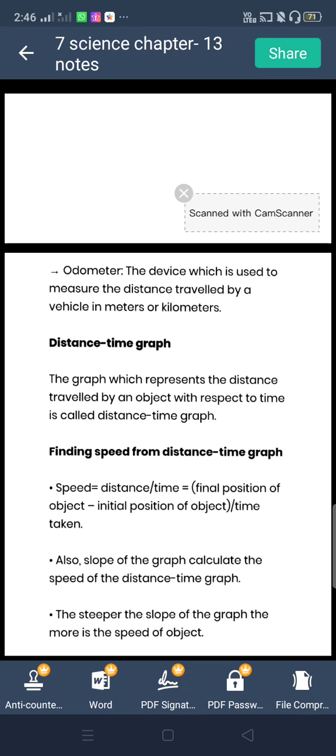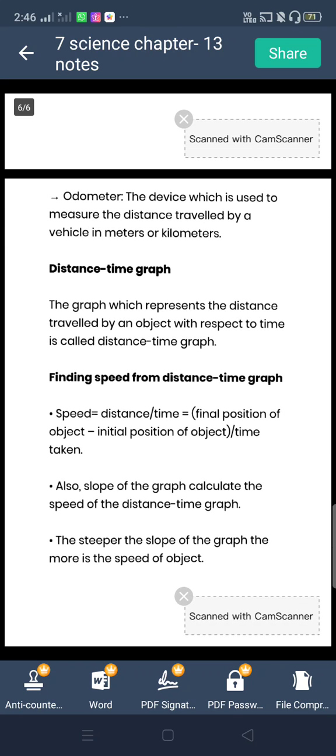So what we have to do is final position of object minus initial position of object. Through this we can take out the distance, and then we have to divide it by the time. Also, the slope of the graph calculates the speed in the distance time graph. The steeper the slope of the graph, the more is the speed of the object. As the slope will be steeper, the speed of an object will be more.